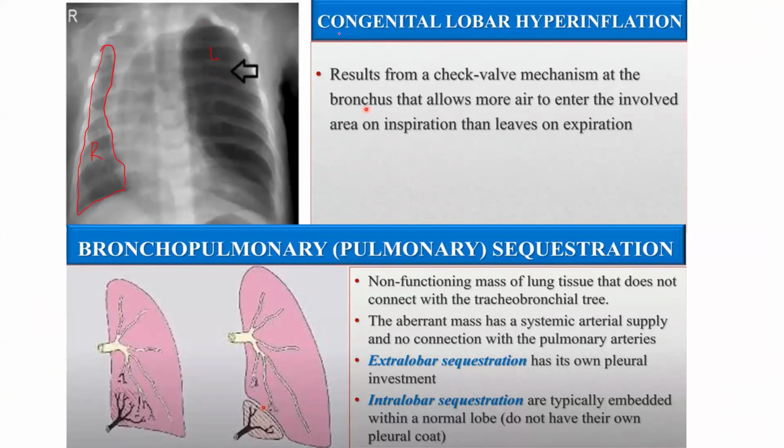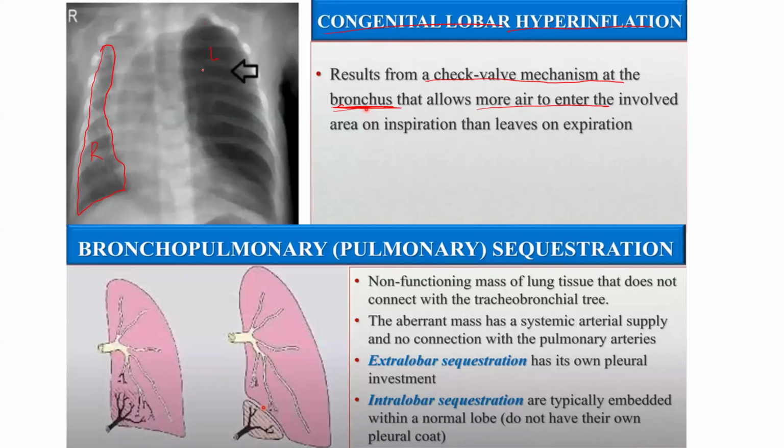What is happening here? What happens is that you might have a check valve mechanism. Anywhere within the airway, especially in the bronchus, you might have a valve. That valve allows inspiration, but does not allow expiration. So air would simply accumulate in the left lung in this case, and that will cause hyperinflation. So they have what is known as congenital lobar hyperinflation.